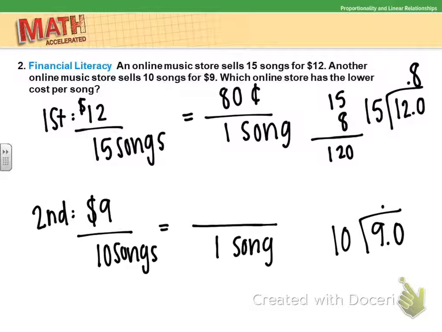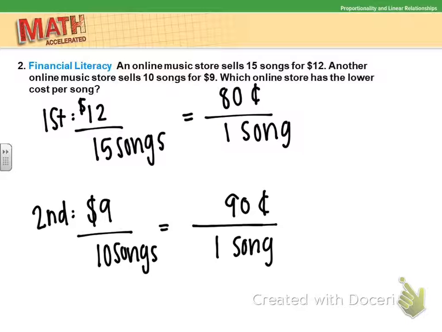Add a 0. 10 will go into 90 how many times? 0.9. All right, so how many cents is that? 90 cents. All right, so now let's compare these two. The first online store I'm paying 80 cents per song. The second online store I'm paying 90 cents per song. So which one has the lower cost per song? The first one, right?